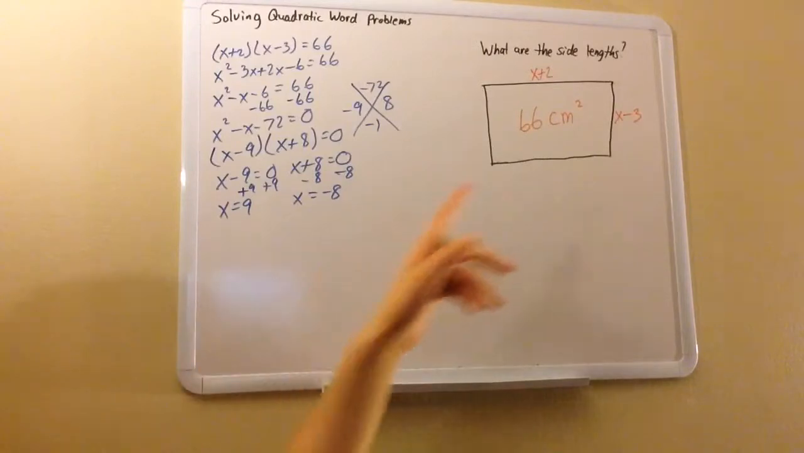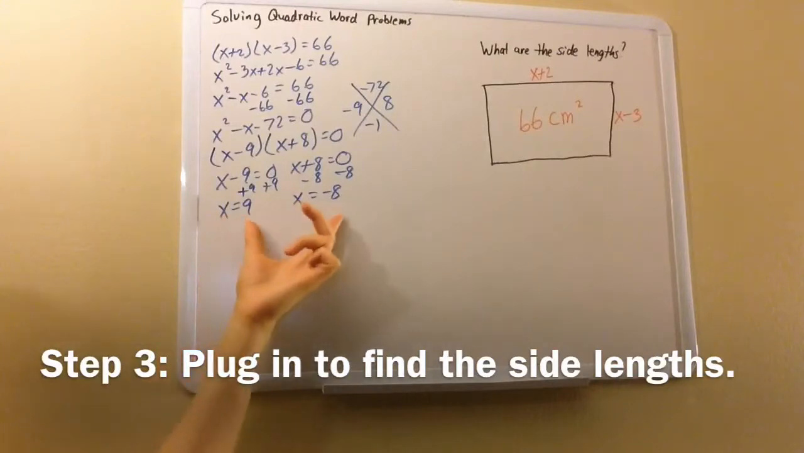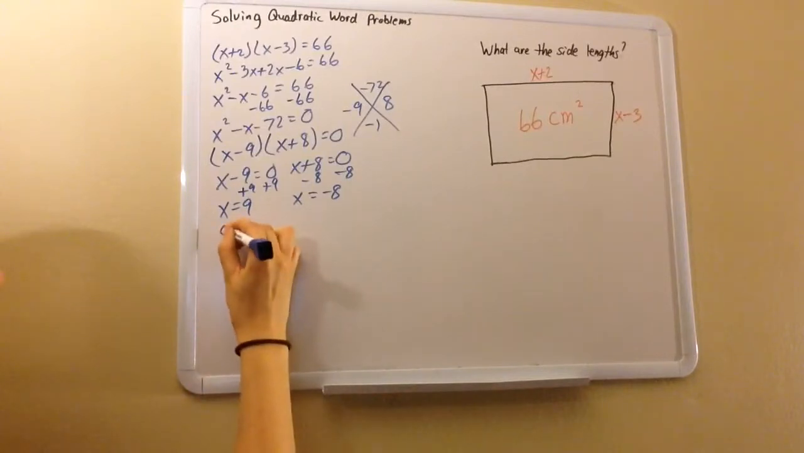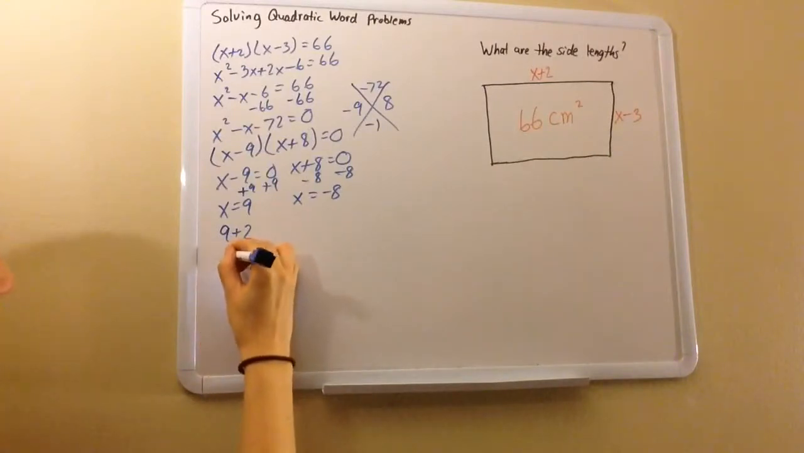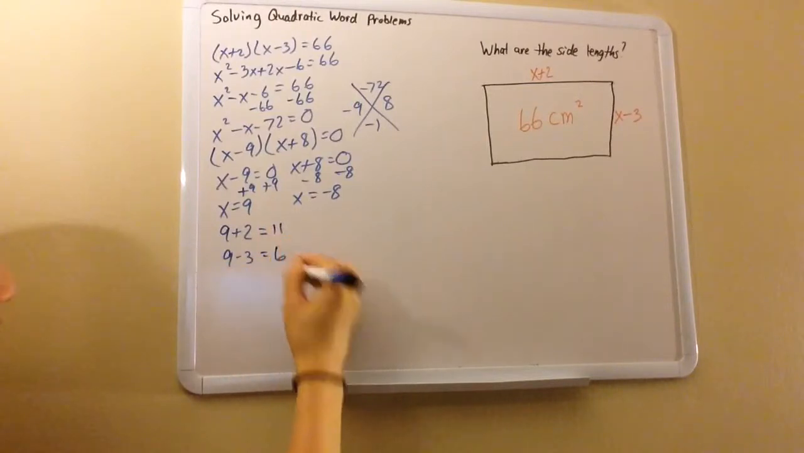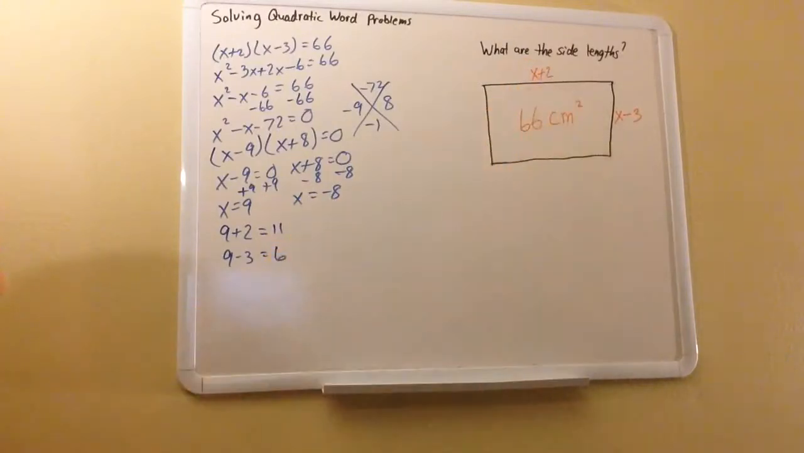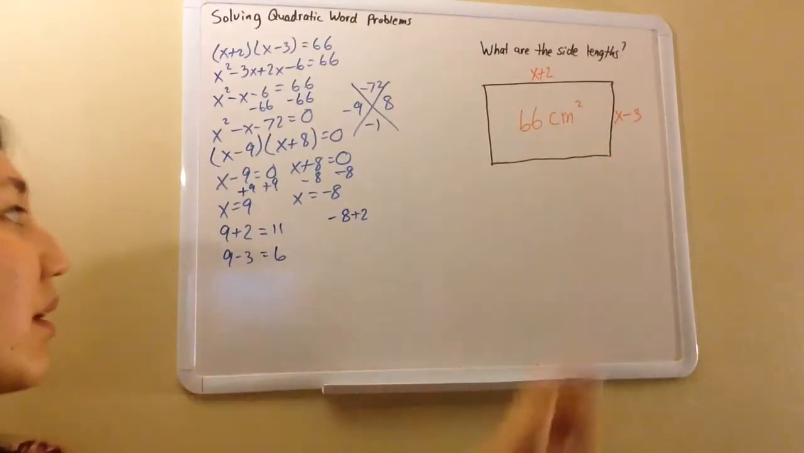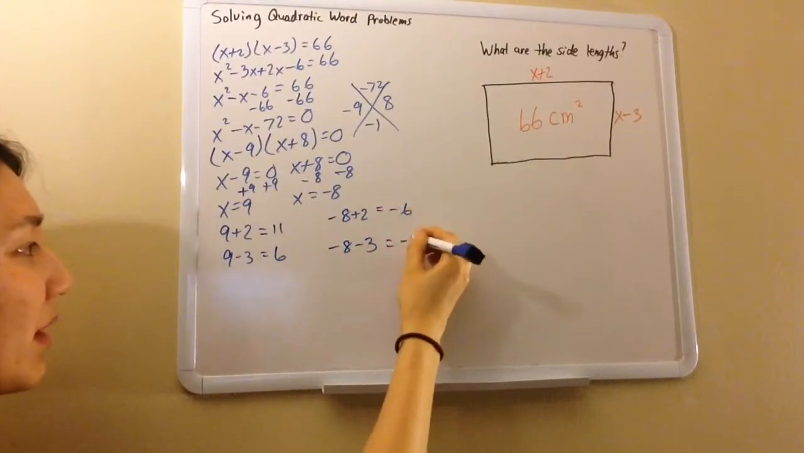My side lengths are x plus 2 and x minus 3, and I need to do something with them. Here I have values for x, so let's just go ahead and plug them in. For x plus 2, that's going to be 9 plus 2, and for x minus 3, that's 9 minus 3. So 9 plus 2 is 11, and 9 minus 3 is 6. We're going to do the same thing with the negative 8. So x plus 2 is negative 8 plus 2, and x minus 3 is negative 8 minus 3. This gives me negative 6, and this gives me negative 11.